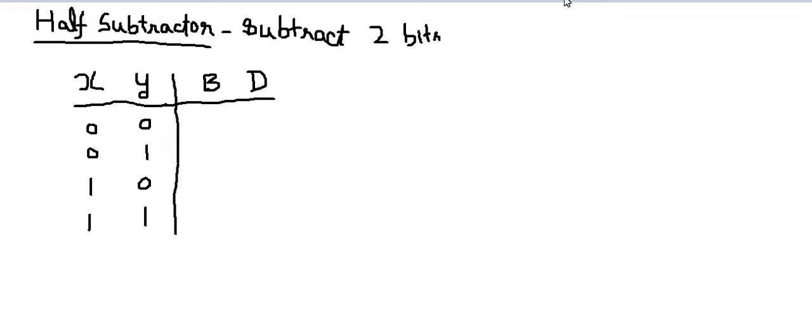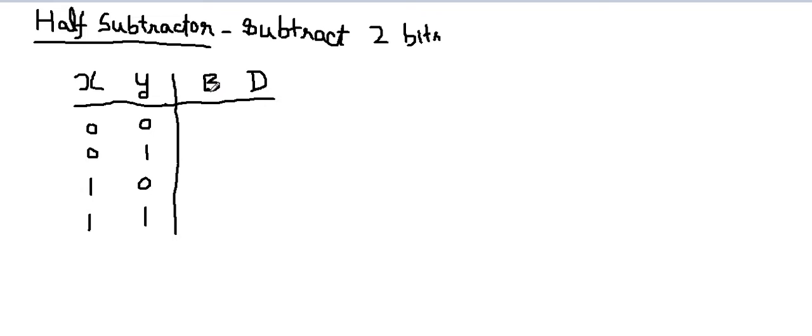So what is a half subtractor? It is a combinational circuit for subtracting two binary numbers. I have written subtract 2 bits, meaning two binary digits, two binary numbers. It has two inputs, x and y, and two outputs, which are borrow and difference.